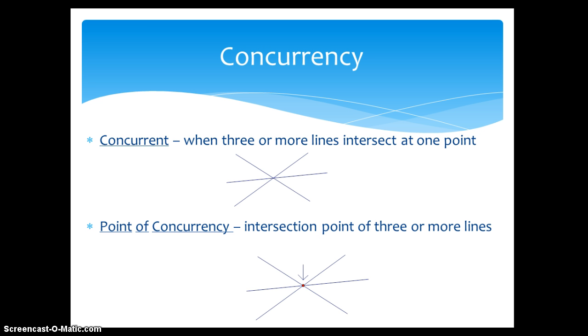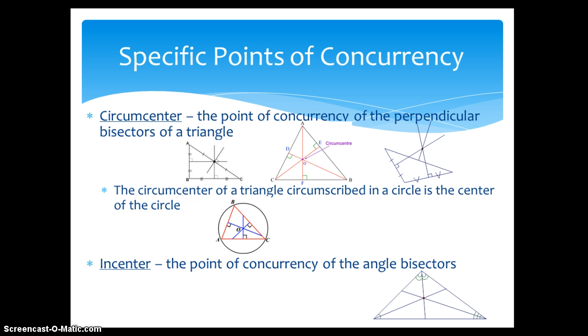Couple other things we should know. Concurrency. Concurrent is when three or more lines intersect at the same point, and the point of concurrency is the intersection point. Specific points of concurrency that we need to be aware of. The first one is the circumcenter. It's the point of concurrency of the perpendicular bisectors of a triangle.